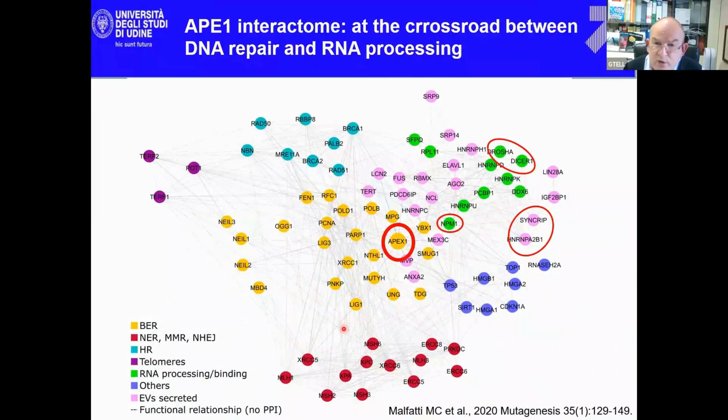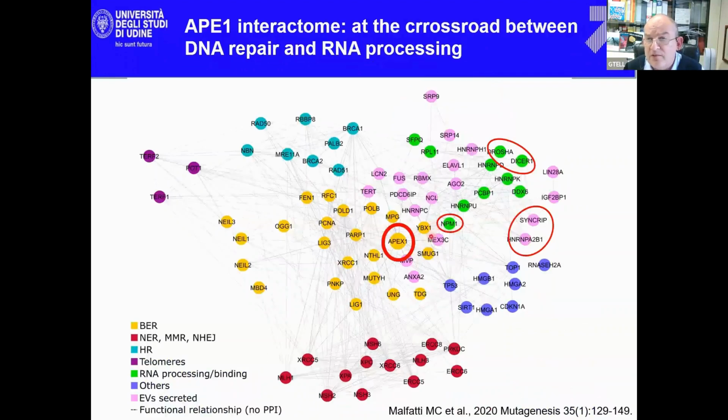Actually, the protein-protein interactome comprises several hundred proteins, but the most interesting proteins are those depicted in this slide. Of course, we have proteins in yellow involved in the base excision repair pathway, as expected. But interestingly, a number of proteins interacting with APE1, in green and in pink, are noteworthy. In green are proteins involved in RNA metabolism, while in pink you can see a number of proteins involved in extracellular vesicle secretion mechanisms, which is another point that I will discuss later.